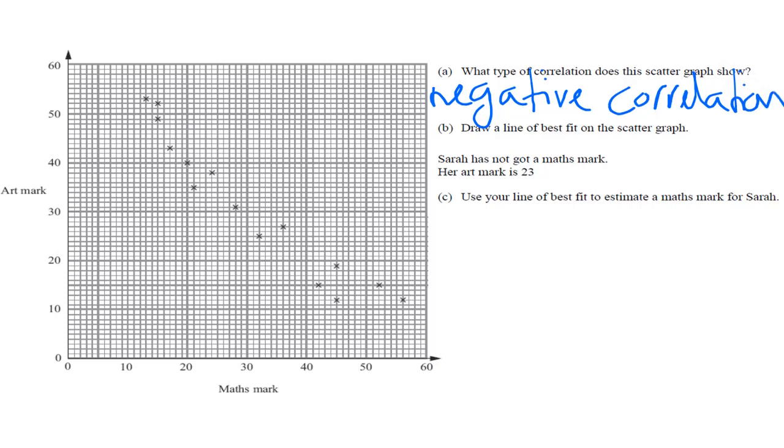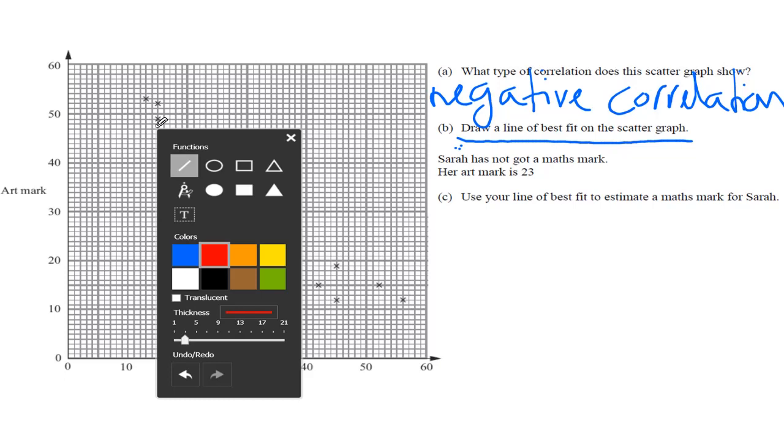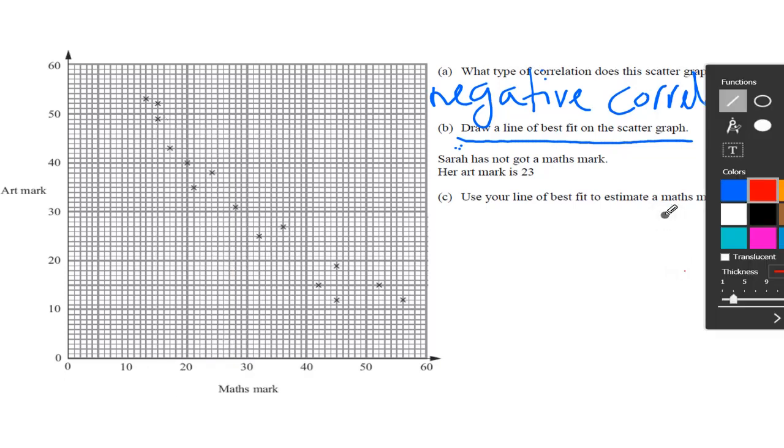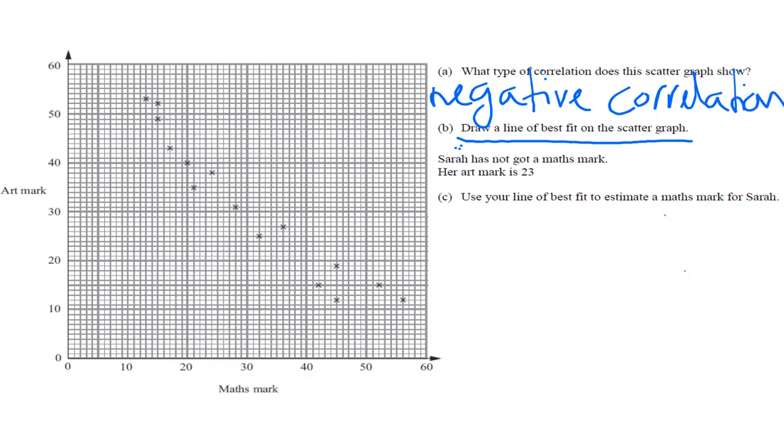Next, it's asking you to draw a line of best fit on the scattergraph. So for that, you need to draw a line of best fit, a line which goes roughly down the middle, like so. Now you should have roughly an equal number of crosses on either side of the line of best fit.